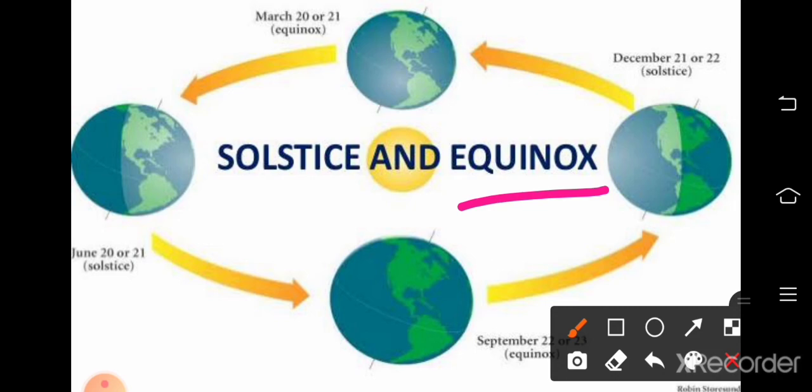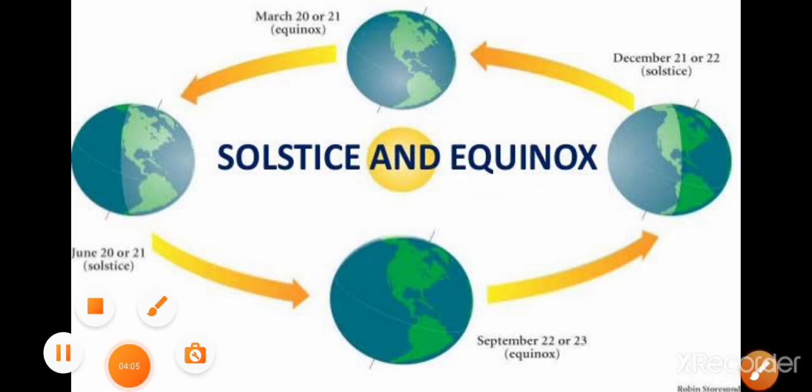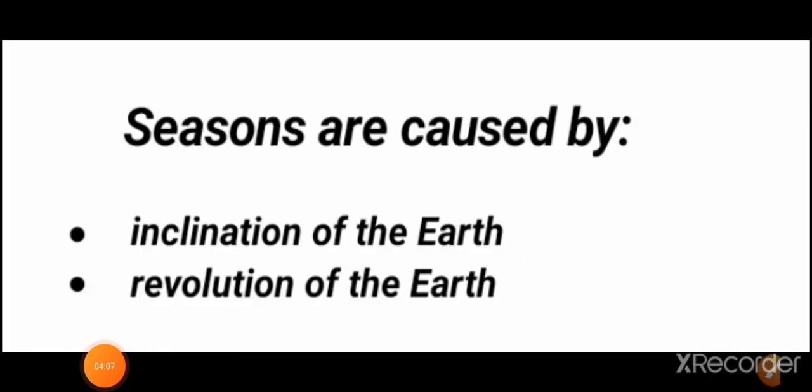Okay, so let us check what we have learned today. Seasons are caused by the tilting of the earth's axis, or inclination of the earth, and the revolution of the earth around the sun in an elliptical orbit. Then we have the 4 seasons in a year. That means the whole year is divided into 4 seasons: summer, winter, spring and autumn.